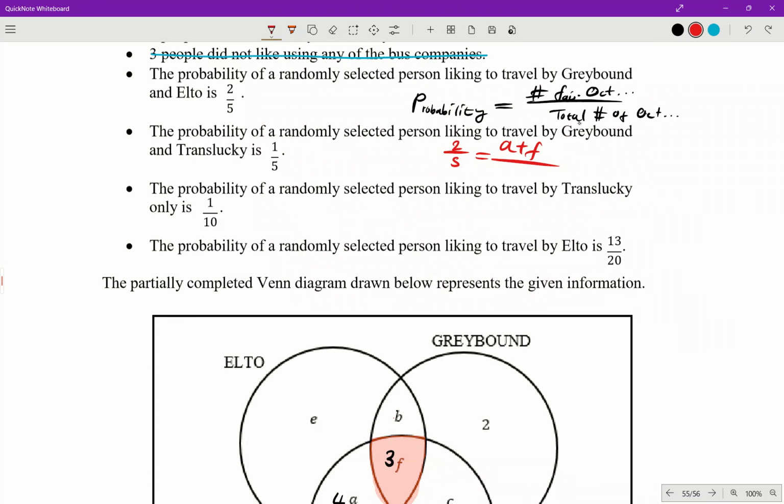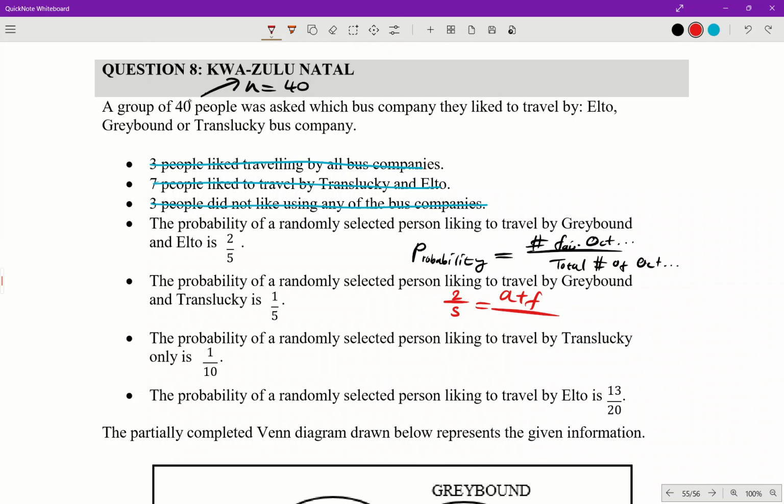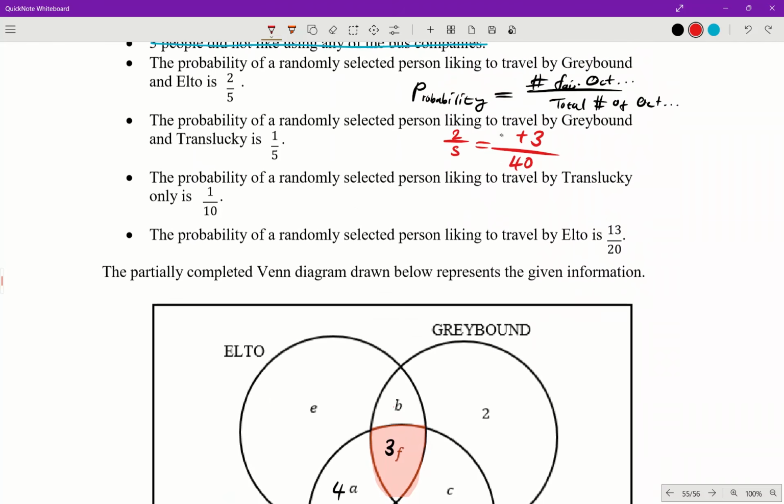The denominator part is the total number of outcomes. Let's go back up there. The total number of outcomes is 40, so you simply say 40. In math, you don't like wasting time. We have F already, which is 3. Now we have B, and now I said A.